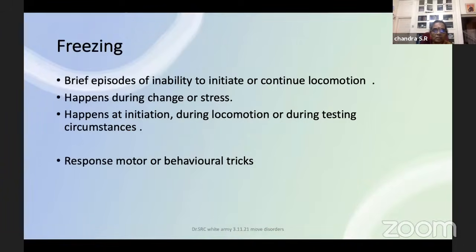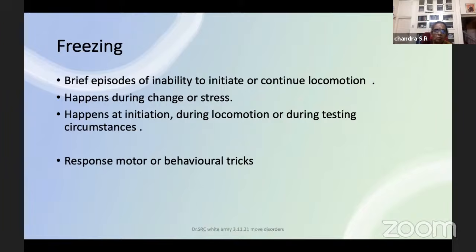And what is freezing? Brief episodes of inability to initiate or continue locomotion. Suddenly you become frozen for a brief period. You cannot initiate or continue movement, and it happens during change of movement from one to another or during stress. It can be at the beginning, it can be during walking, or it can be during test situation, or it can be at the end.